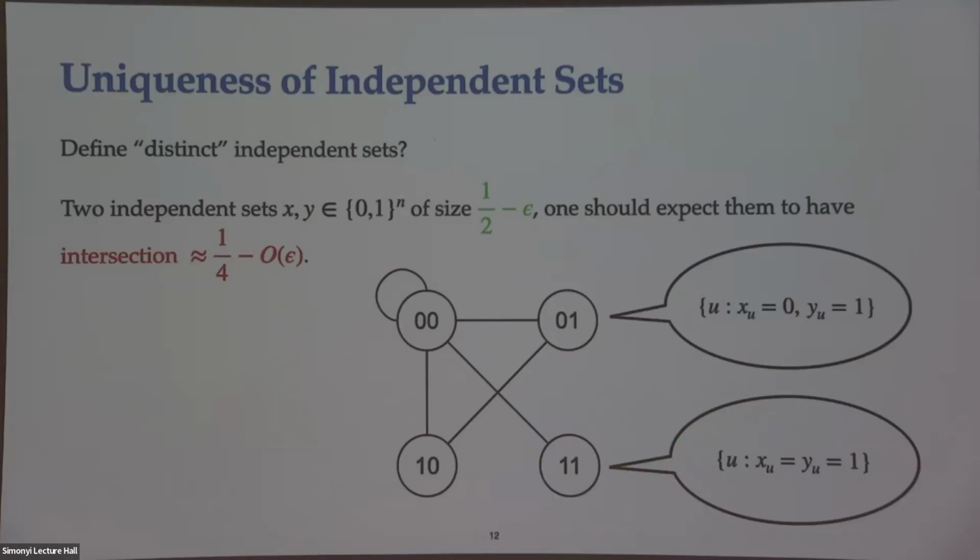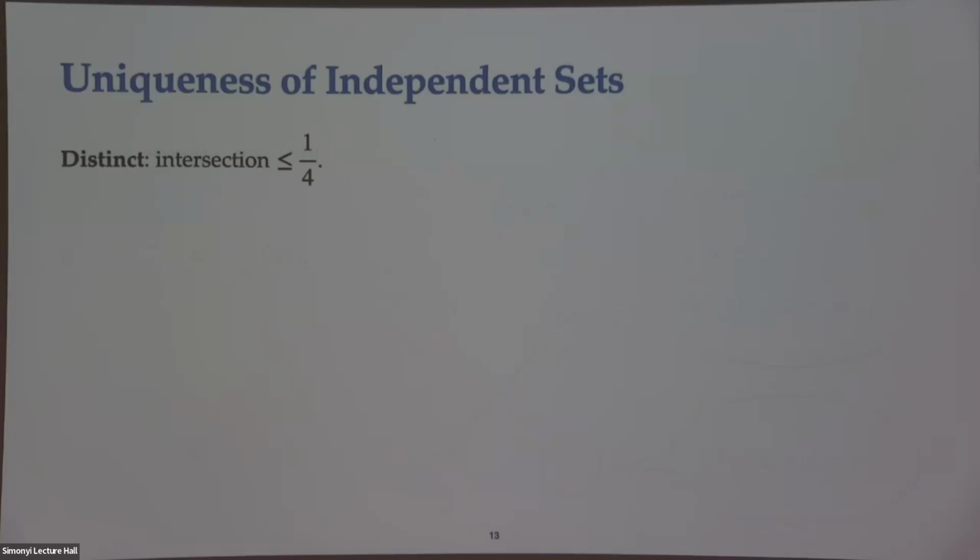So as you can see, if these independent sets are kind of random, then these four will be roughly equal, and this set will have size roughly 1/4. So this motivates us to define distinct independent sets to mean that they have intersection at most 1/4. Okay, so far so good.